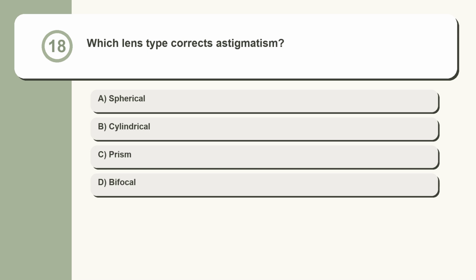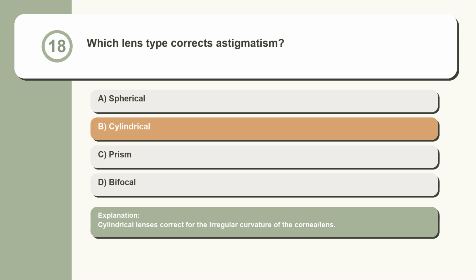Question 18. Which lens type corrects astigmatism? Spherical, cylindrical, prism, bifocal. Cylindrical lenses correct for the irregular curvature of the cornea/lens.